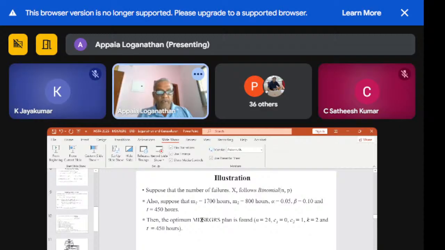Corresponding to that, how are we going to execute the plan? The plan will be executed in this way: we will select 24 products randomly from the lot submitted for inspection. For all those 24 products, the life test will be conducted, fixing 450 hours as the maximum test termination time. If no failure occurs within 450 hours, the life test will be stopped and the lot will be accepted because C is equal to 0. On the other hand, if more than one failure occurs within 450 hours, the life test will be stopped and the lot will be rejected.